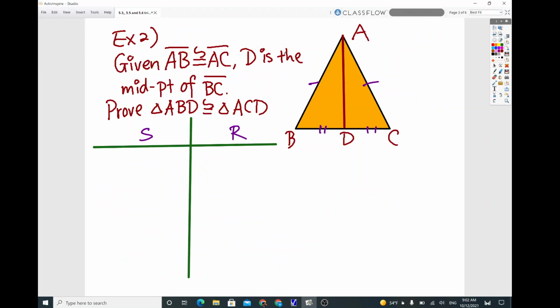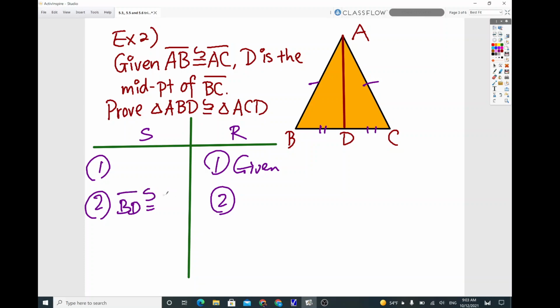So here's another example. It looks like this one is kind of like an isosceles triangle. Given that segment AB is congruent to segment AC, and D is the midpoint of segment BC, you want to prove that triangle ABD is congruent to triangle ACD. For the given, you just need to rewrite all the given statements. And then for step 2, since we know that D is the midpoint, that means segment BD is congruent to segment CD, and this one is by the definition of midpoint.